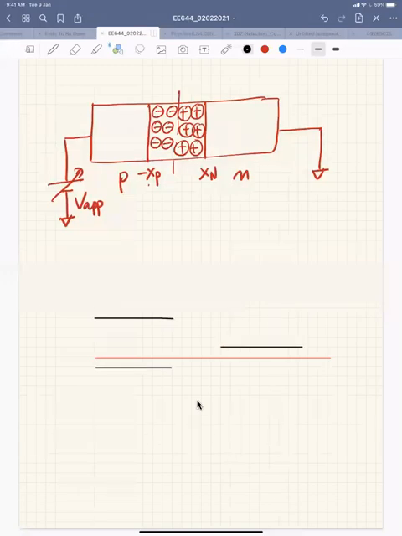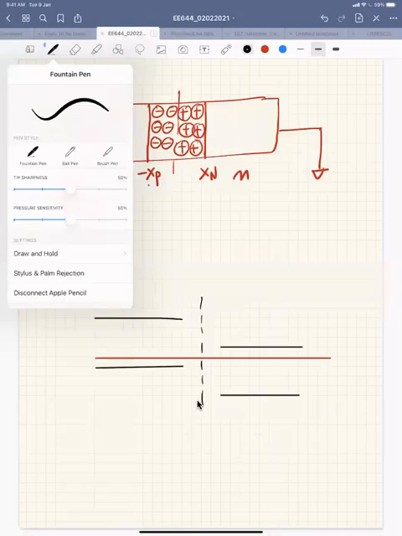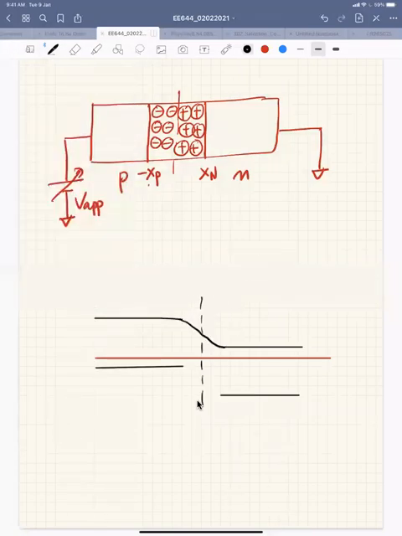So I have to draw the conduction band and valence band, right? My junction is somewhere here, and I could connect it, right? Okay, so this is the neutral, in the equilibrium condition, and this is my EF, then EC, then EV, right?